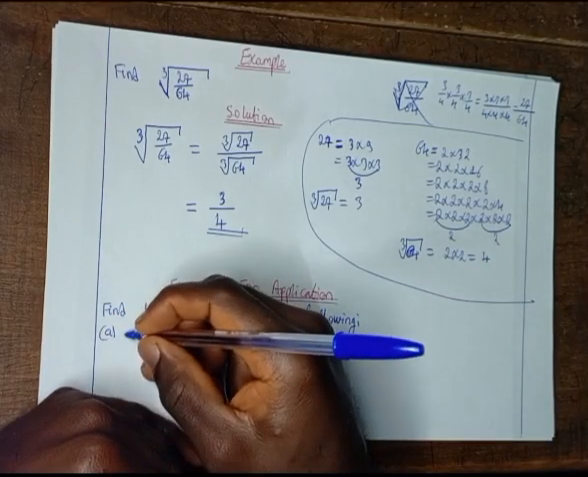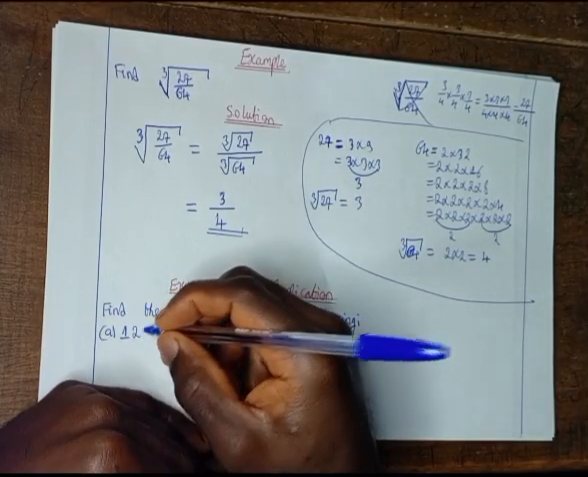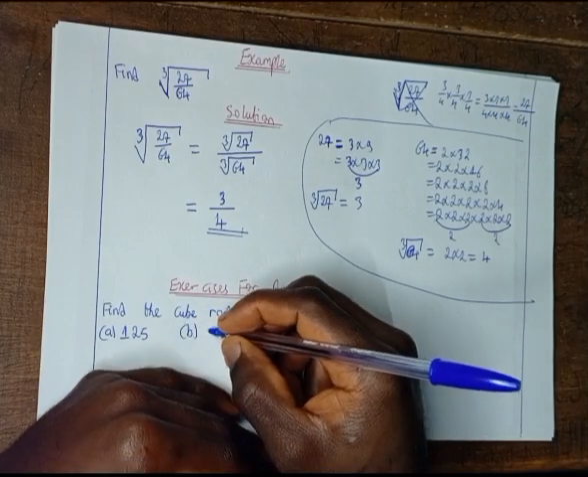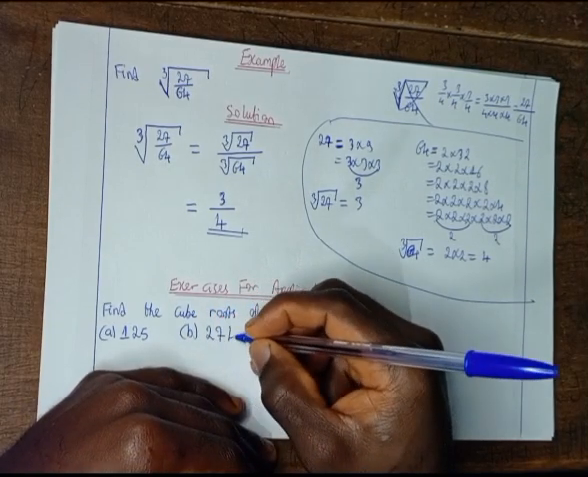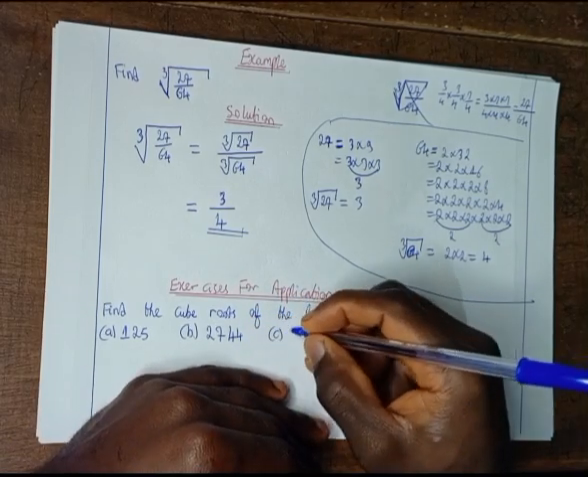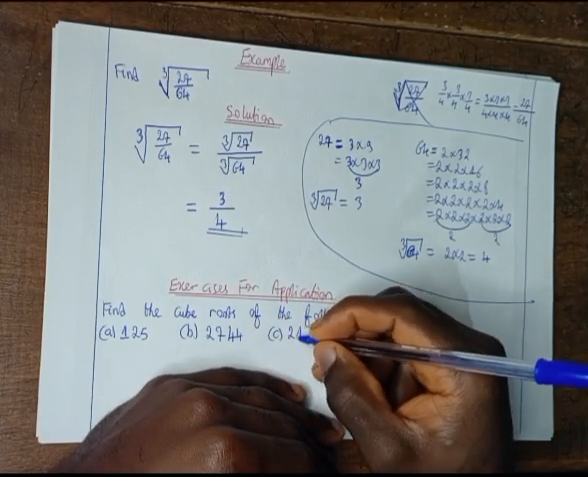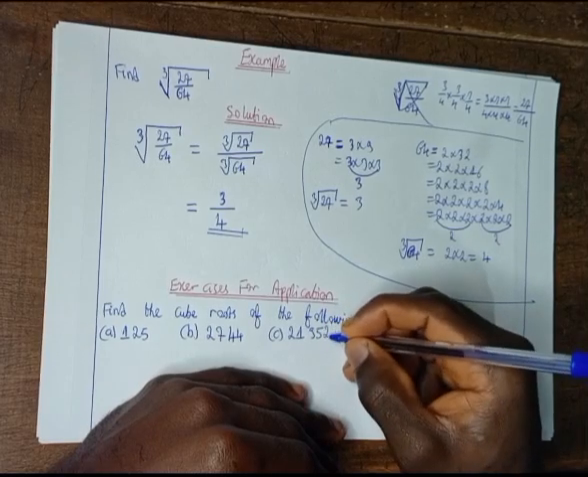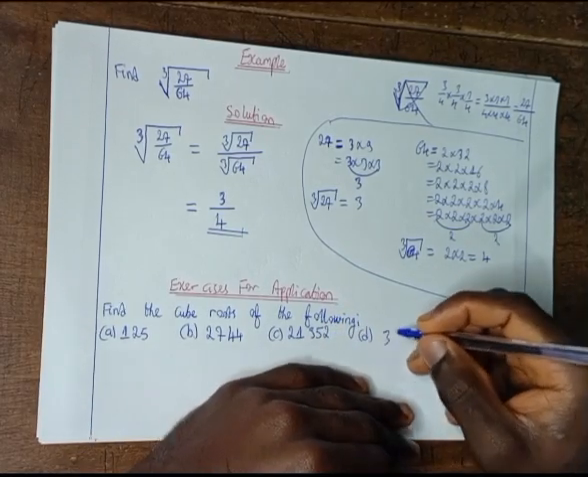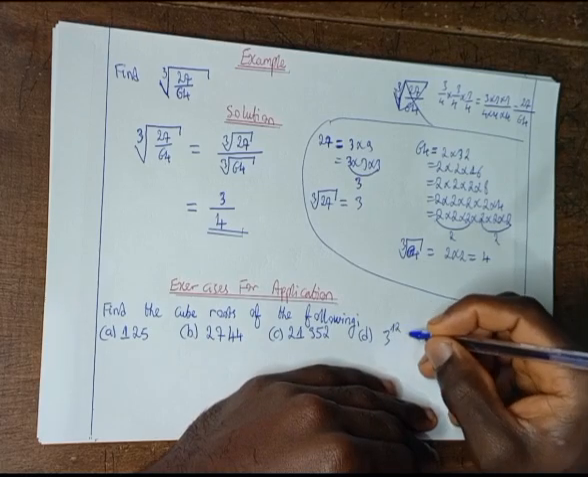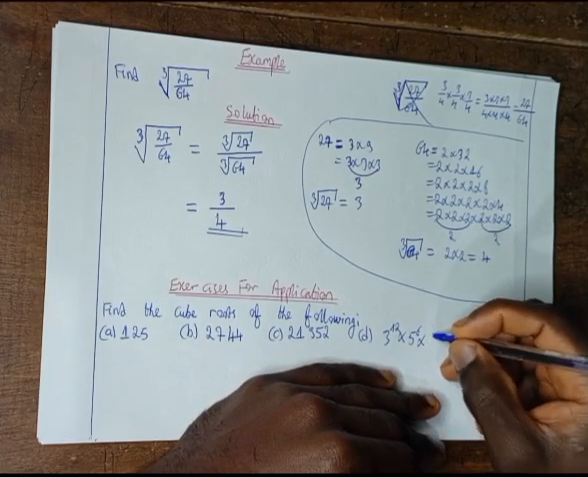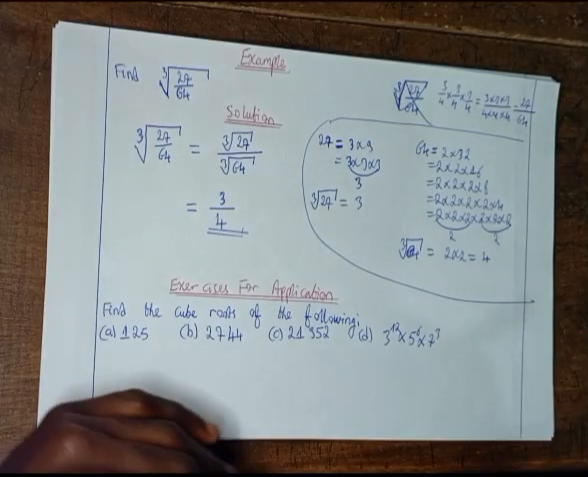For A, we have the number 125. For B, we have the number 2744. For C, we have the number 21,952. For D, we have the number 3 raised to the power 12 times 5 raised to the power 6 times 7 raised to the power 3.